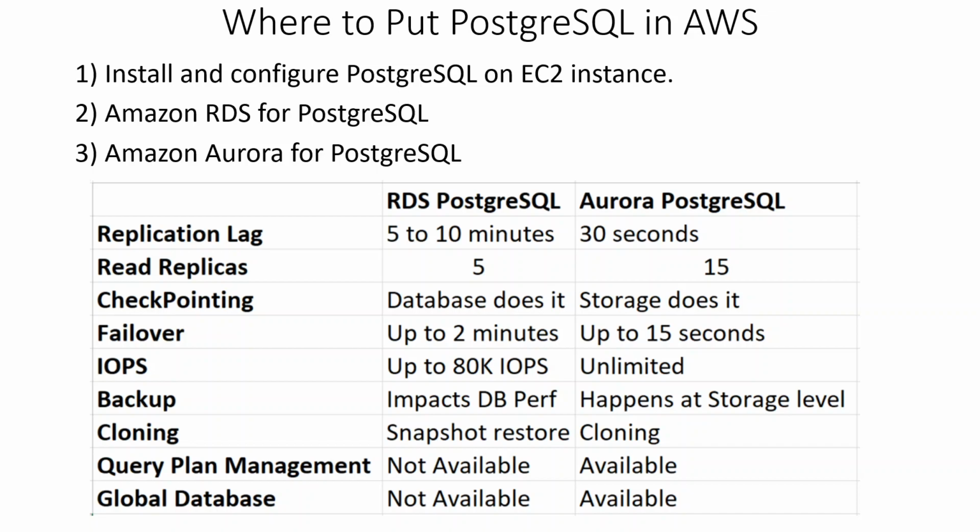We all know that IOPS play a very important role in database performance and storage. IOPS mainly depend on the storage type. Both RDS and Aurora support SSD-based storage, but with different configuration. In RDS, if your database workload requires less than 80,000 IOPS, then you should be going with AWS RDS for Postgres. But if you need more than 80,000 IOPS, you have no other option but to use AWS Aurora Postgres.